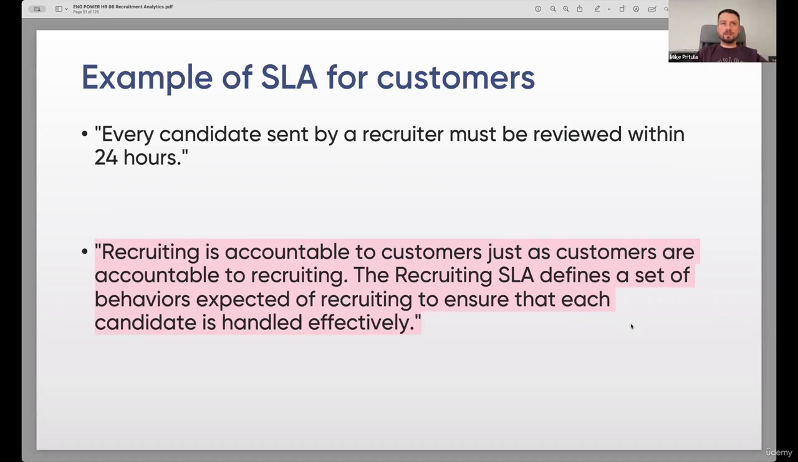Example of SLA for customers: every candidate sent by a recruiter must be reviewed within 24 hours. Recruiting is accountable to customers just as customers are accountable to recruiting. The recruiting SLA defines a set of behaviors expected of recruiting to ensure that each candidate is handled effectively.